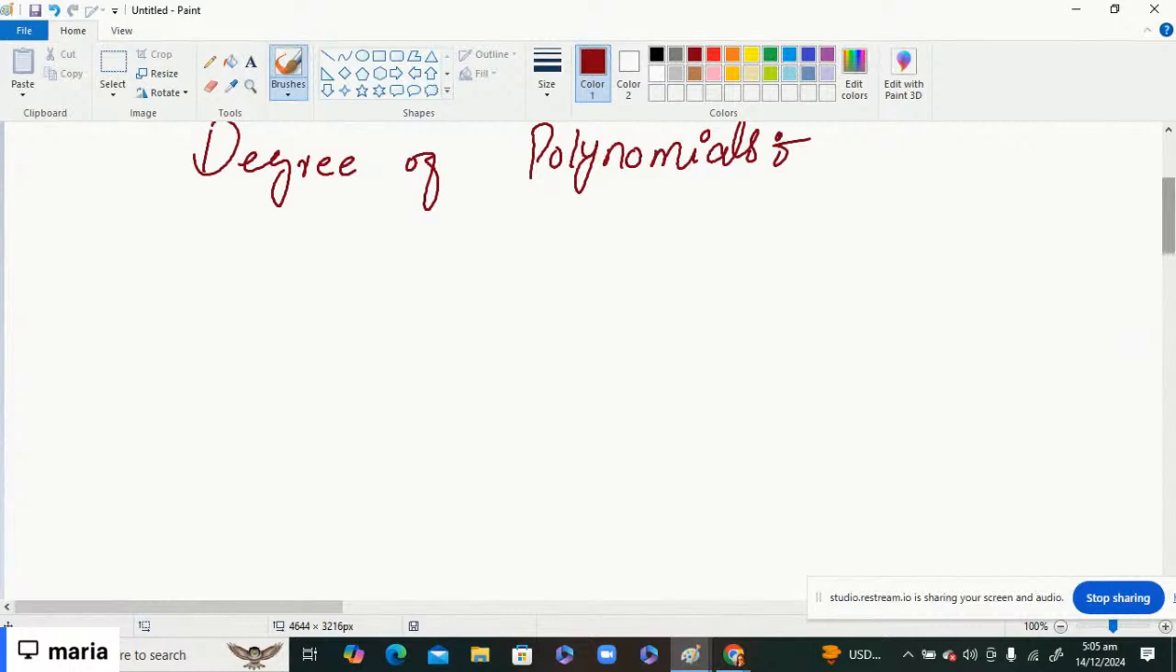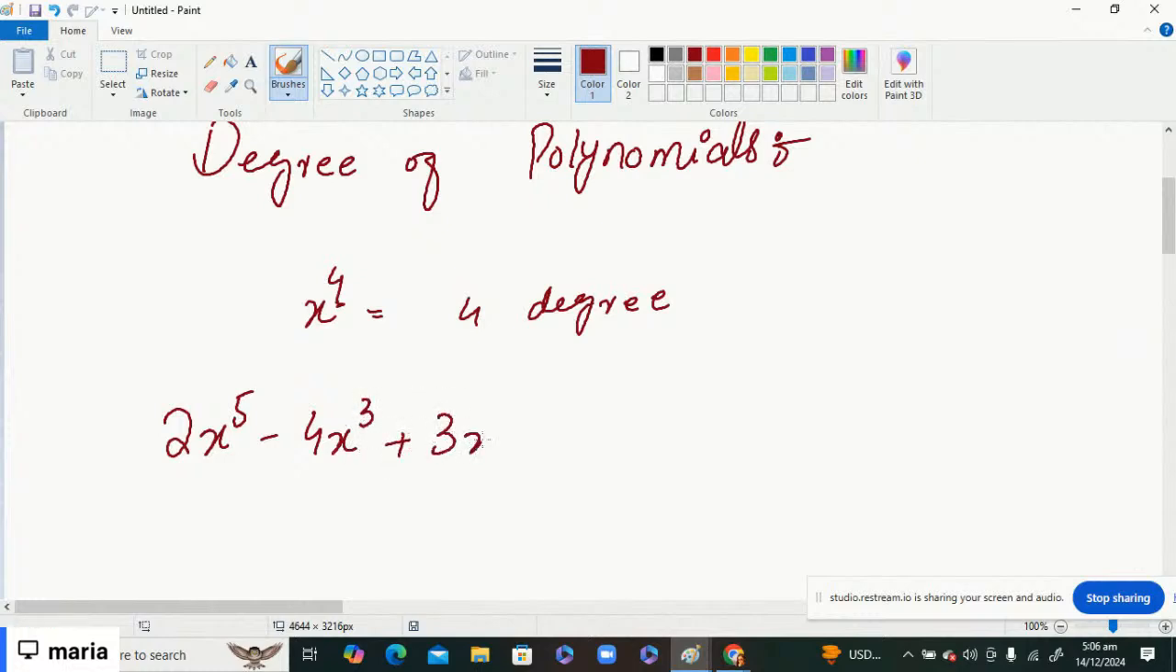Look here about the degree. The degree of the polynomial is the highest of the degrees of its terms. For example, if the question has only x power 4, then this 4 is your degree. Understand? Now suppose there is some more expression: x power 5 minus 4x cube plus 3x square minus 2x plus 5. What is the degree of this polynomial? You check what the highest degree is. The highest degree is 5, so you can say that it's 5.